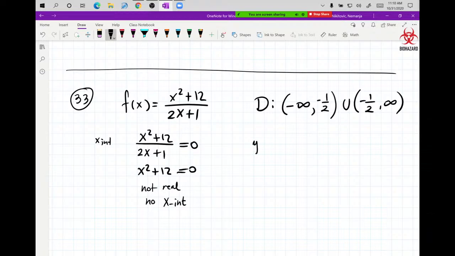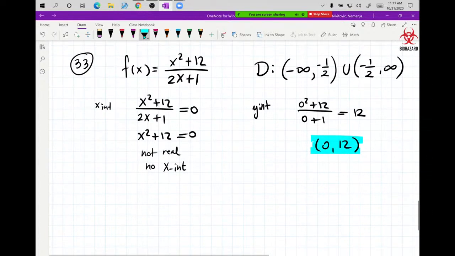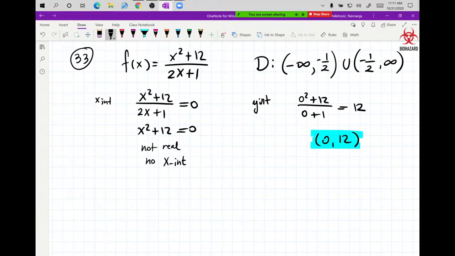Now y-intercept is going to be 0 squared plus 12 divided by 0 plus 1, which is 12. So we have a (0, 12) y-intercept. I'm going to mark this as something that I will draw. So cool, I actually have a lot of stuff already. Let's see how about our asymptotes.